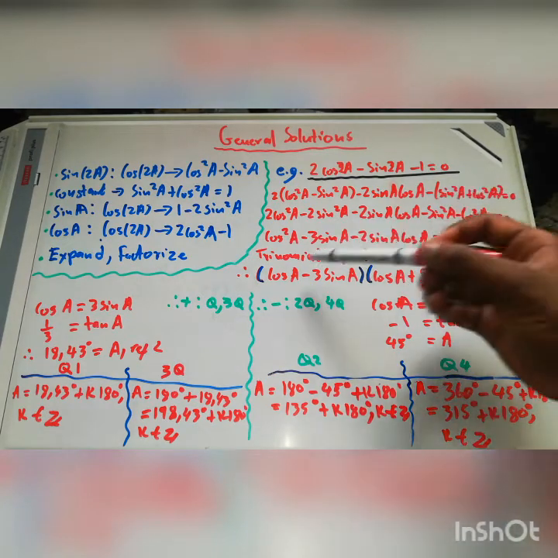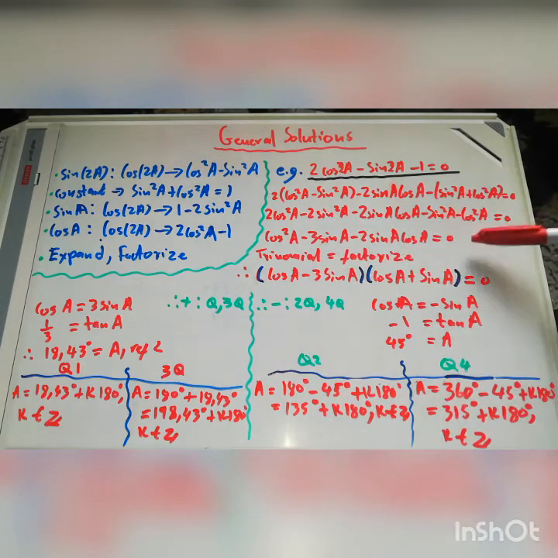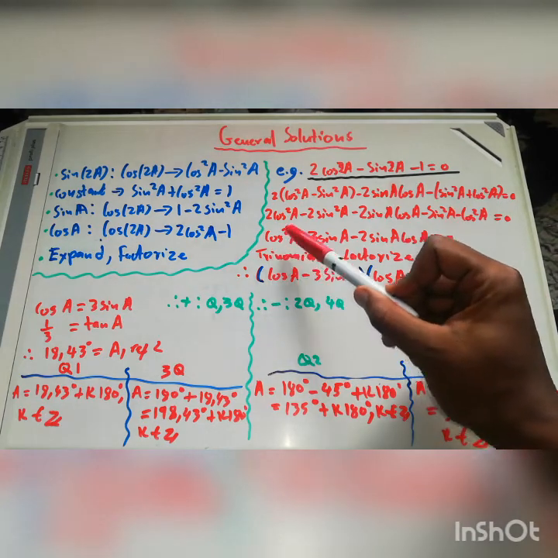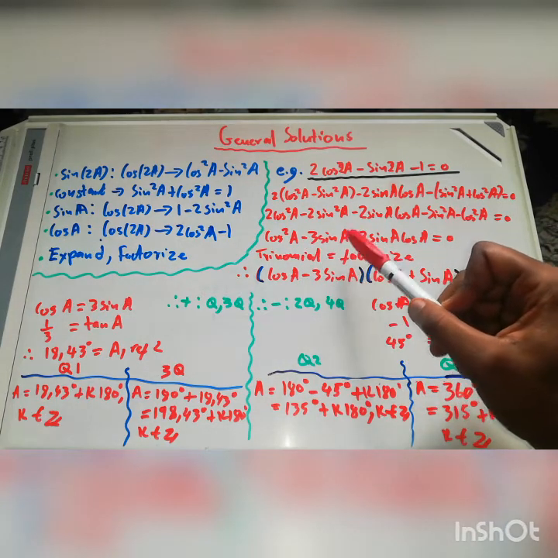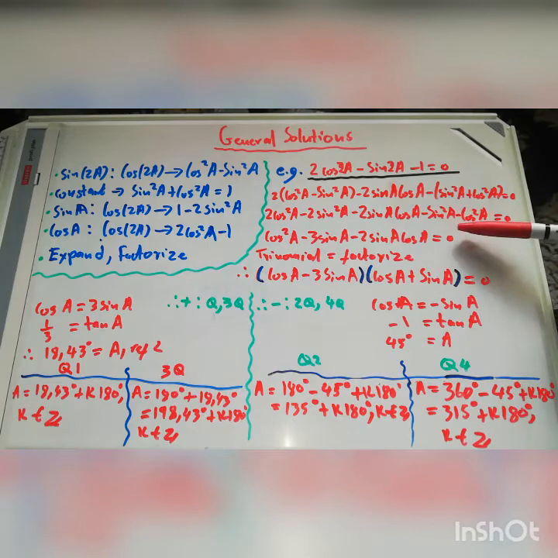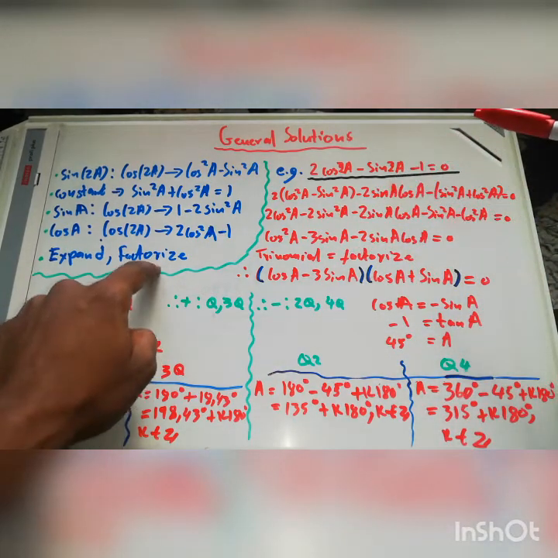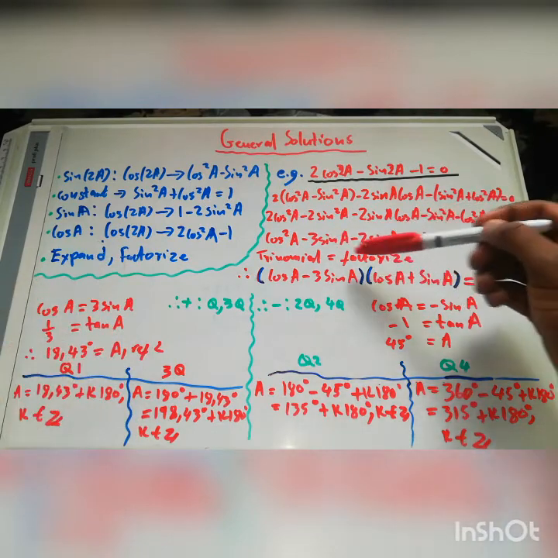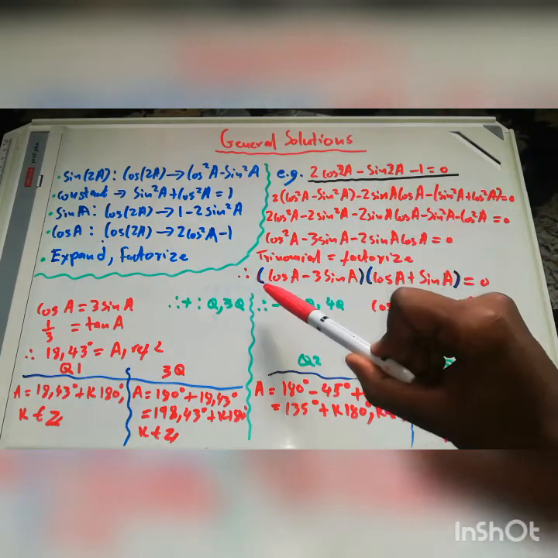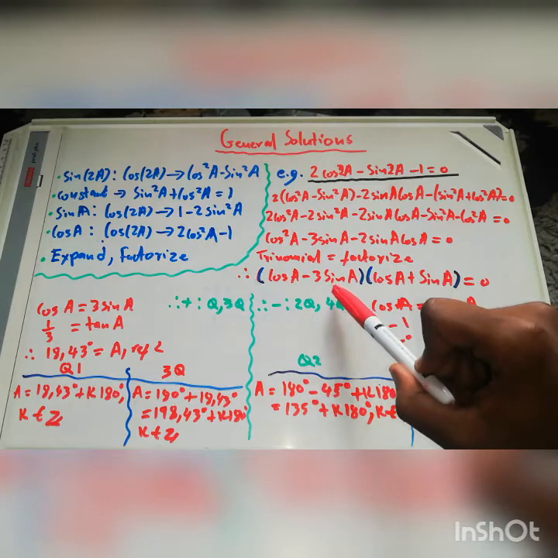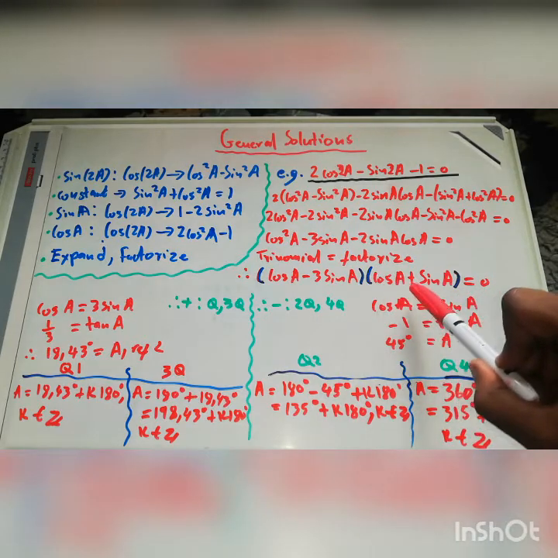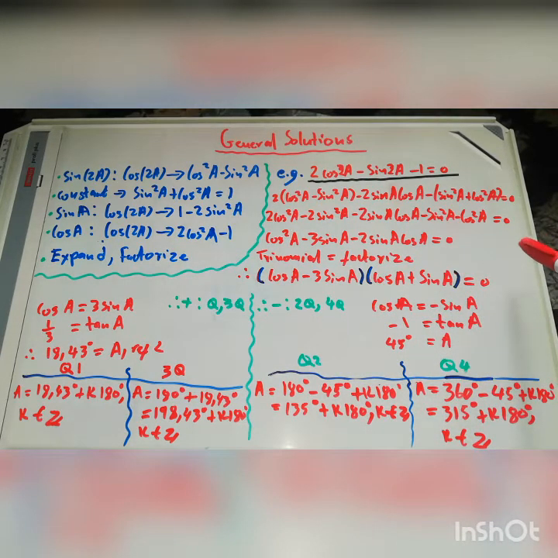And then from there on, you simply multiply out your brackets and then you simplify your things. When you simplify, you arrive at this step here where you can see is cos 2a minus 3 sine a minus 2 sine a cos a is equals to 0. This thing here is a trinomial. So you can do what? You can factorize it. So when you factorize this thing, you'll get cos a minus 3 sine a and cos a plus sine a, all is equals to 0.